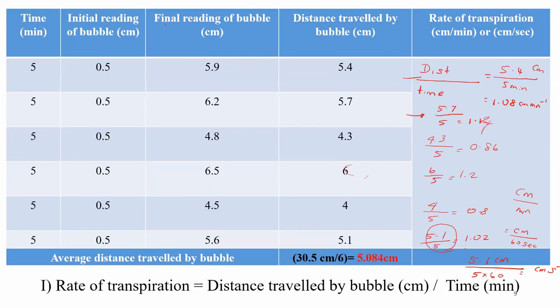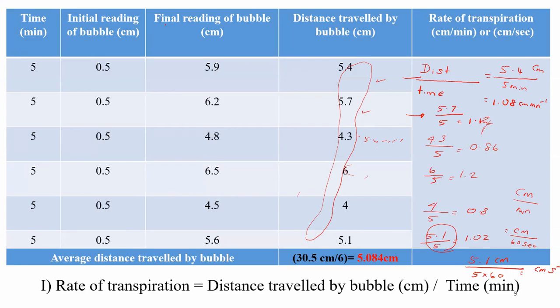Therefore, in the 30 minutes time, we can calculate the average. Here we have the distance travelled by the air bubble movement. In the 30 minutes time, we can calculate this as a summation: 5.4 plus 5.7 plus 5.3 plus 6.4 plus 5.1. These are the distances travelled by the bubbles throughout the 30 minutes time.